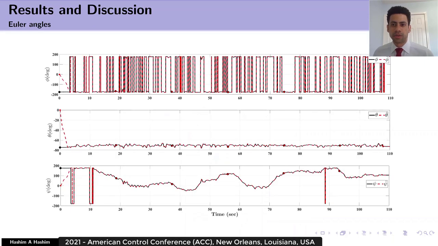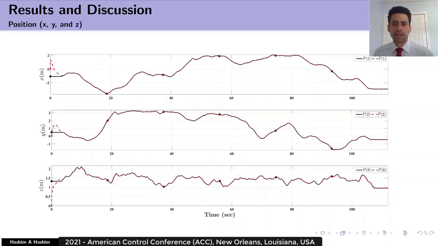This figure shows the convergence of the Euler angles, demonstrating strong tracking capability of the proposed solution, where phi represents roll angle, theta represents pitch angle, and epsilon represents yaw angle. In this figure, black refers to the true value, while red refers to the estimated value. This figure illustrates the convergence of the estimated position to the true positions in the XYZ plane. Once again, black refers to the true value, while red refers to the estimated value. So here, as we can see, strong tracking capability of the estimated position to the true position.